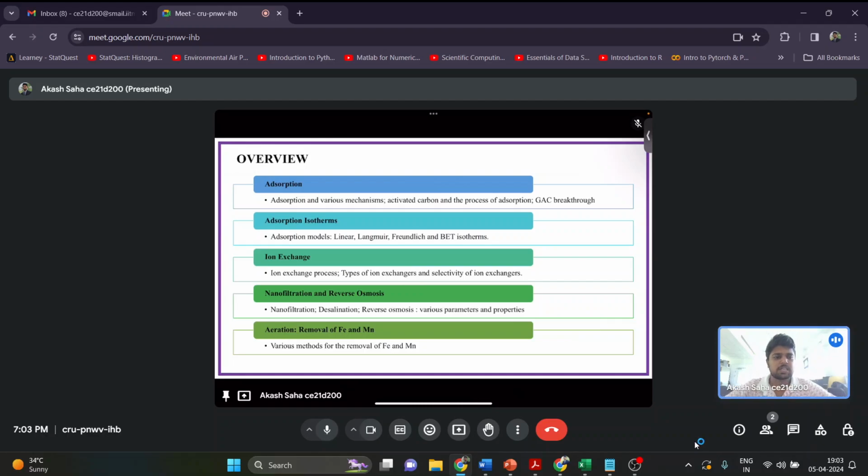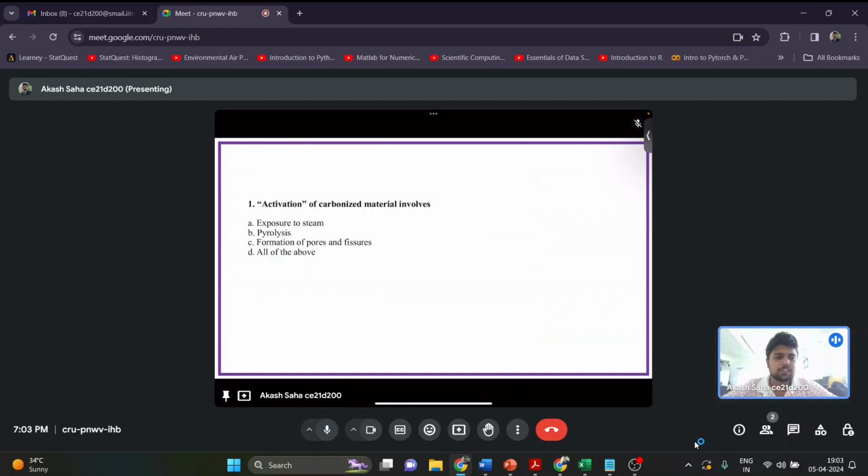First we will start with the MCQ problems. This is the first question. It says that activation of carbonized material involves: A, exposure to the steam; B, pyrolysis; C, formation of pores and fissures; D, all of the above.